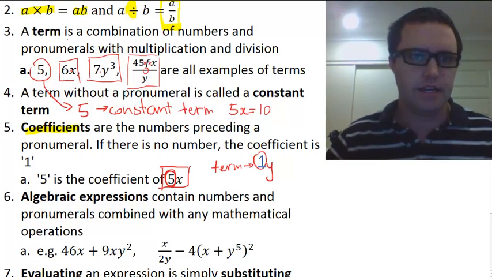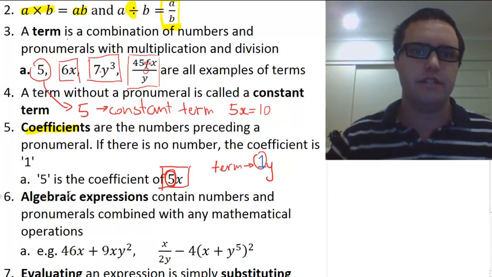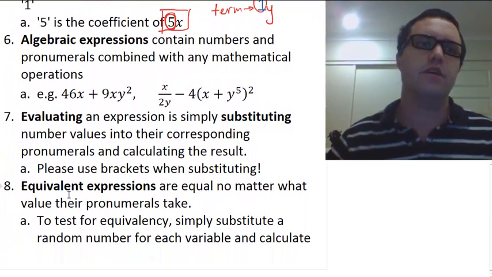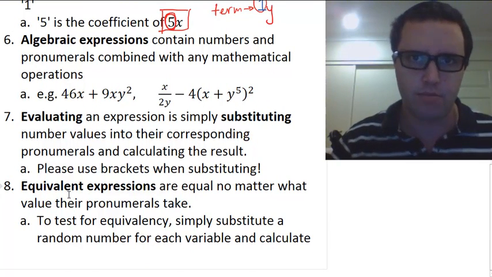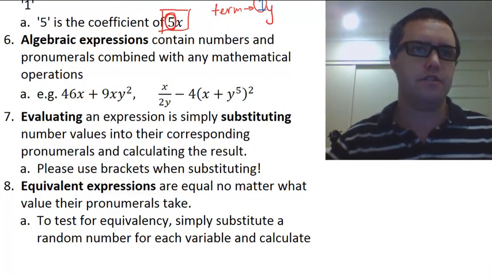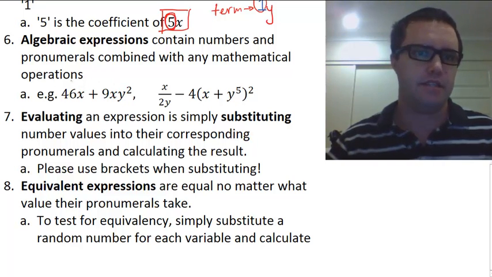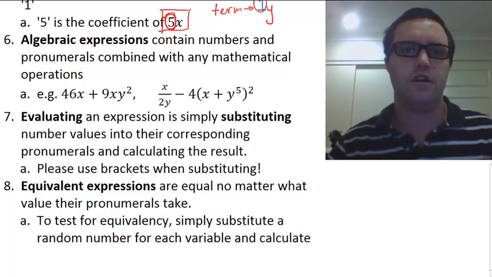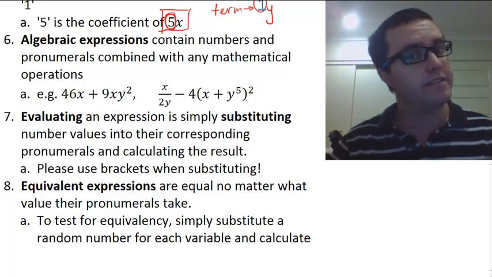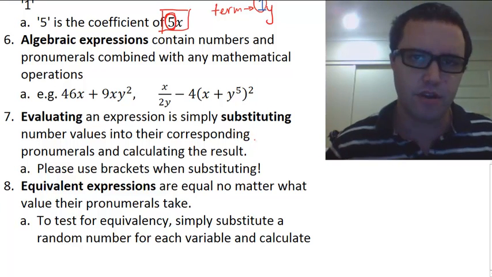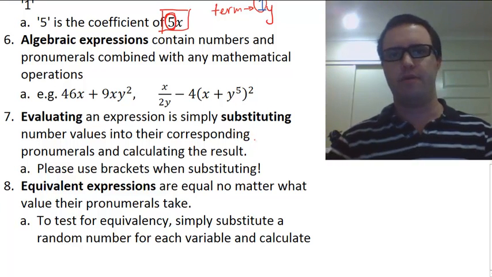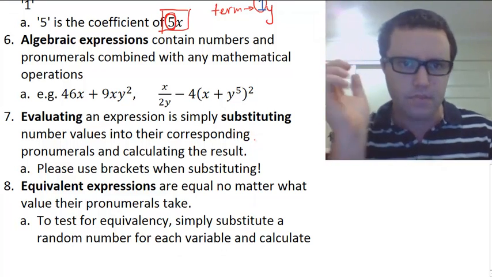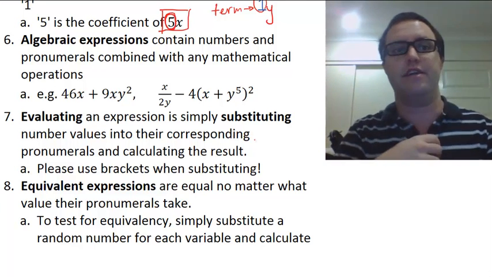Right. Next, algebraic expressions contain numbers and pronumerals combined with any mathematical operations. Okay? So this here, 46x plus 9xy squared, that's a big expression. x over 2y minus 4 times (x plus y to the 5) all squared. I deliberately just wrote crazy stuff down. Don't be scared or worried about it. You'll be able to do all sorts of stuff with these later on.